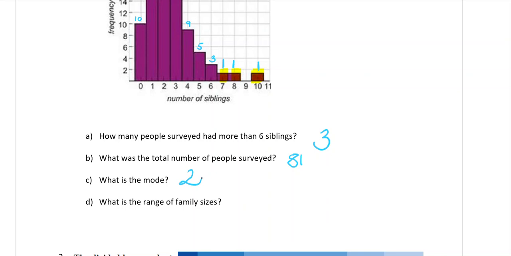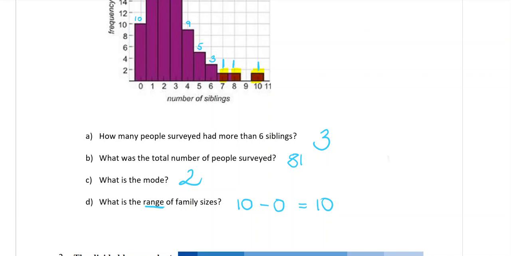And D, what is the range of family sizes? We also know what a range is. It is what's the formula? Okay, so in our data there, what is the highest number of siblings? No, not the frequency, the highest number of siblings. 10. There was one person that had 10 siblings, and then you minus the lowest number, which is 0, and that is equal to a range of 10. So people that were surveyed had between 0 and 10 siblings, right? So that's a range of 10.